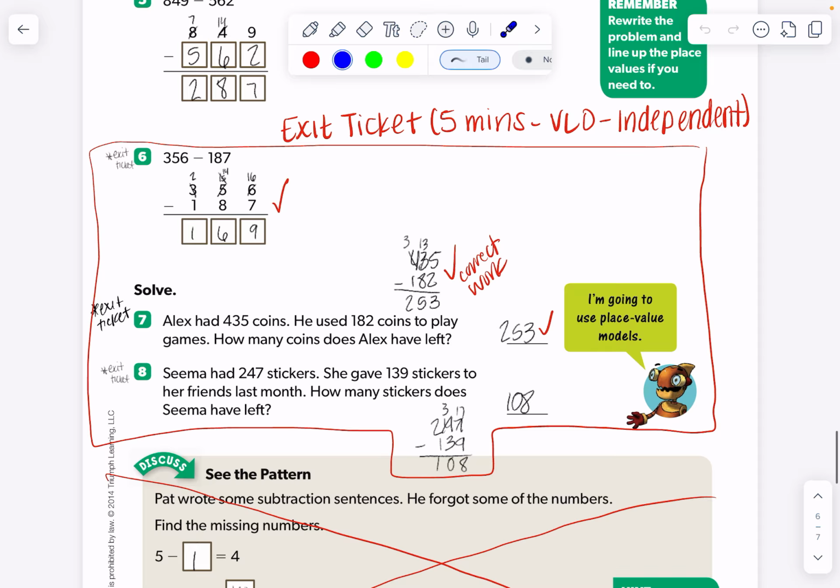And sorry, this exit ticket is... Oh, I didn't finish grading. Sorry, guys.